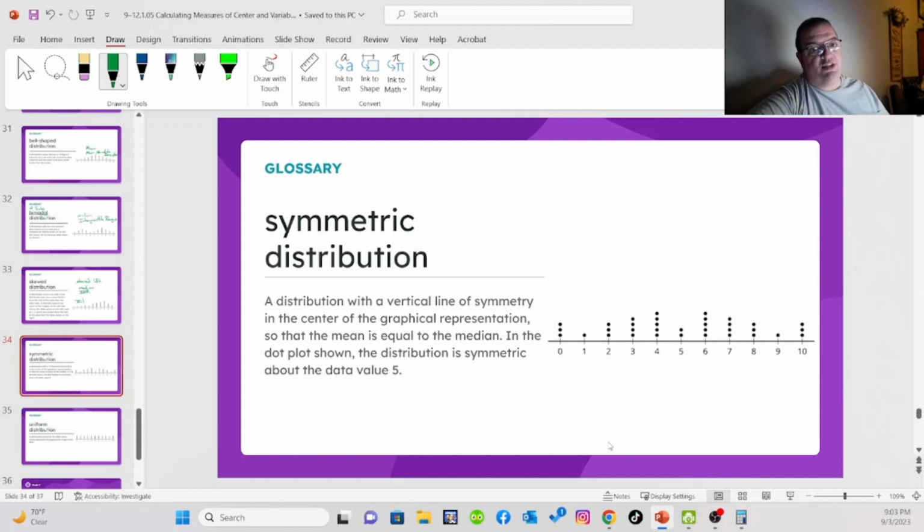Symmetrical distribution simply means I could fold this data in half and it would look the same on both sides. If it's the same on both sides, that means there's no outliers, and therefore it is symmetrical. I can use the mean and the mean absolute deviation.